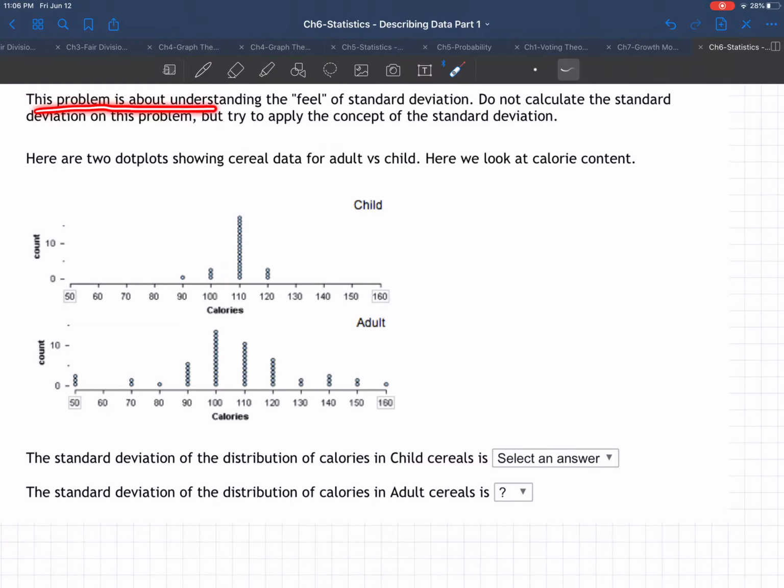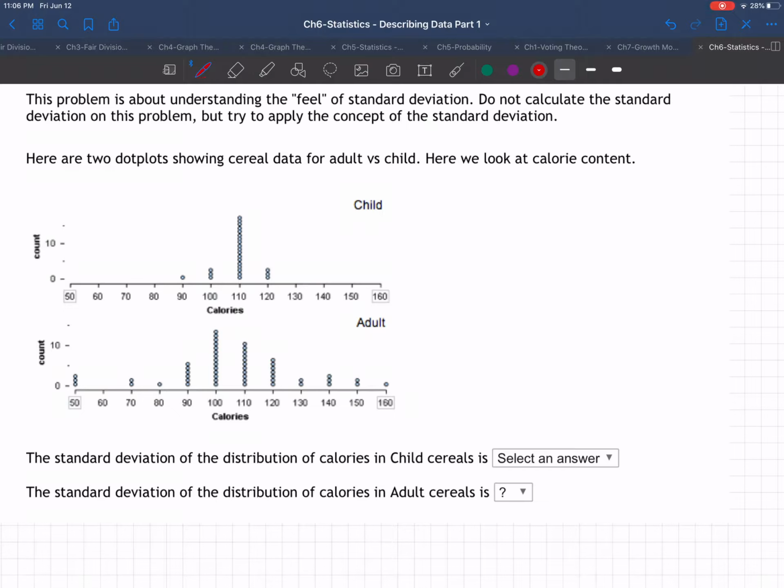This problem is about understanding the feel of standard deviation. Do not calculate the standard deviation on this problem, but try to apply the concept of the standard deviation. Here are two dot plots showing cereal data for adult versus child. Here we look at calorie content. Okay, so what's going on here?